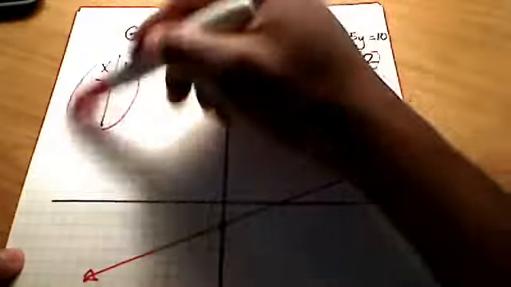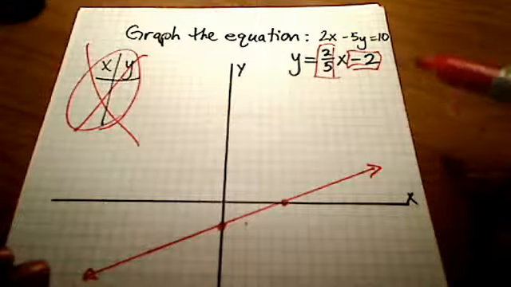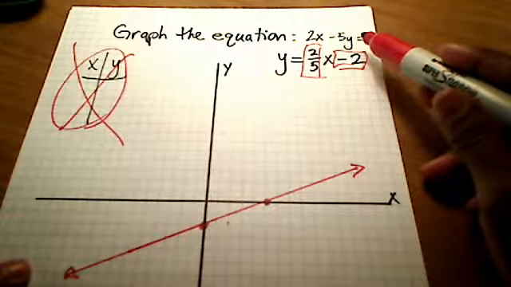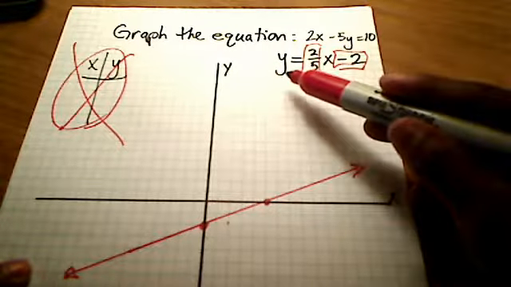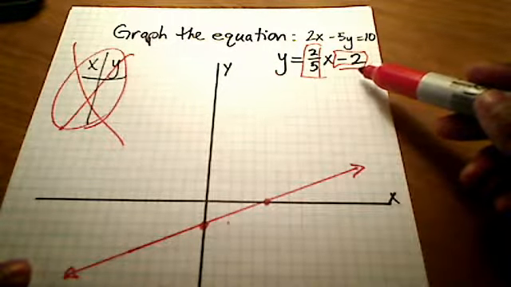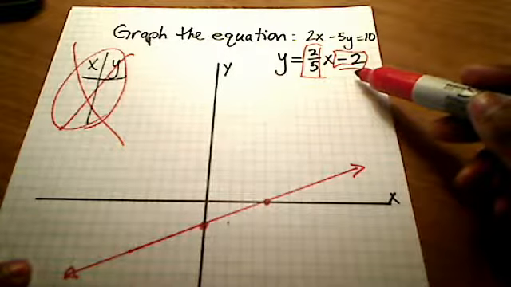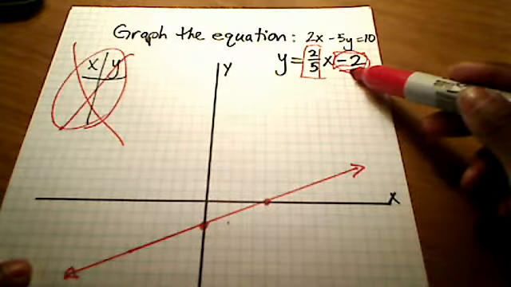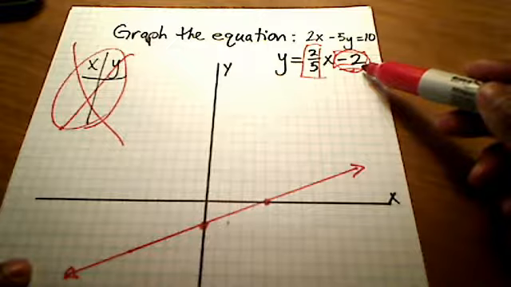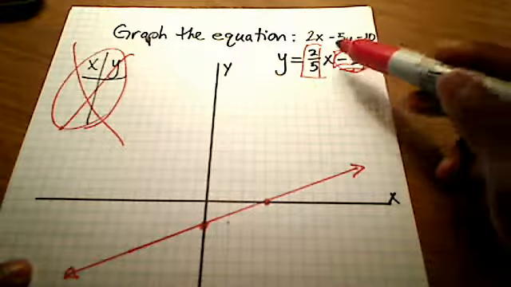Without even doing a table at all, I'm not even using that method at all. All I did was isolate the y, and now that I've got my y completely by itself, I have an equation where I can pick off the y-intercept. That's the first thing I'm going to find, and then from there I'm going to do the slope.